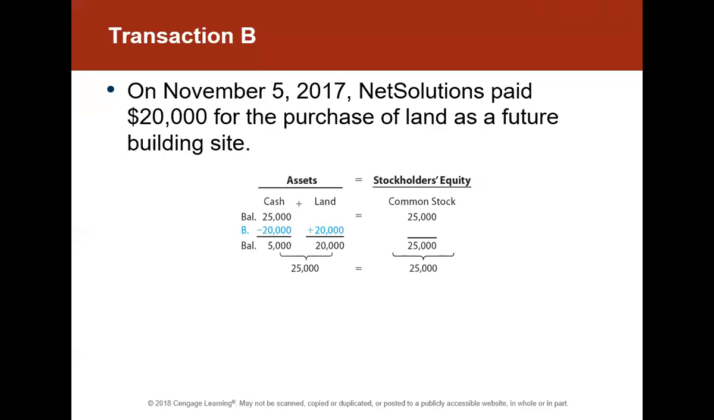So this transaction only affects assets. One asset is increasing and one is decreasing. So our total assets are still 25,000, and our accounting equation is still in balance. Okay. So we can have transactions that only affect one side of the accounting equation, but the overall accounting equation has to stay in balance. So if you're only on one side, you better have one increasing and one decreasing, right? In our first example, we had 2 increases, but they were on opposite sides, so we stayed in balance. Any questions on those 2 transactions?